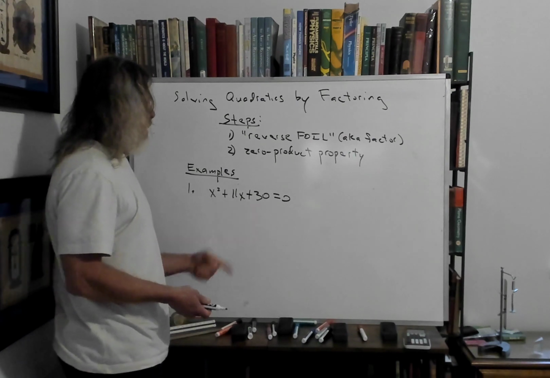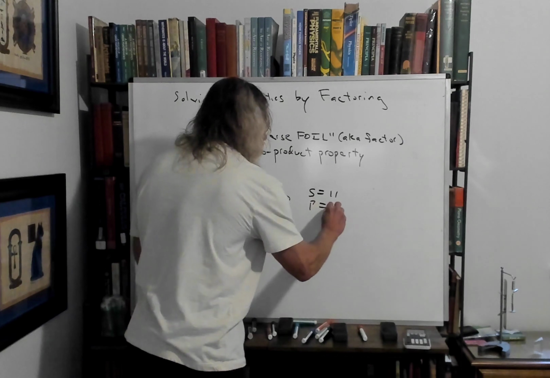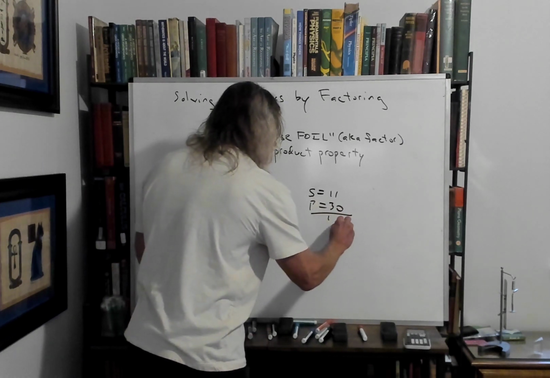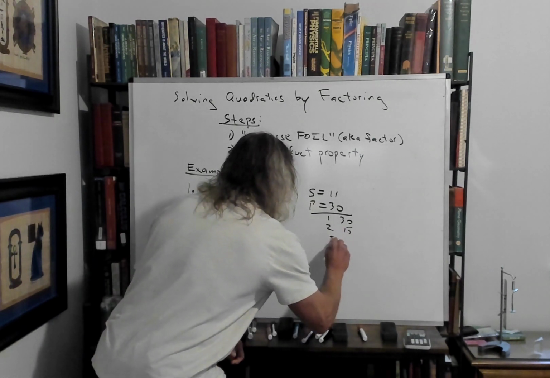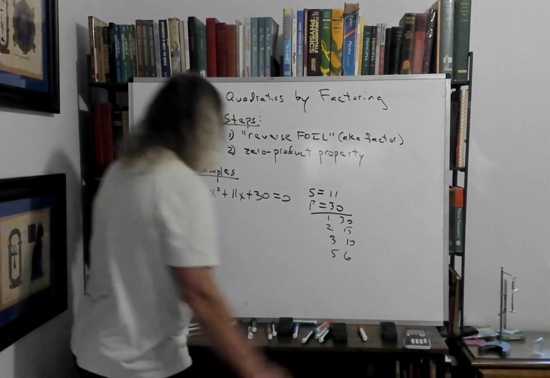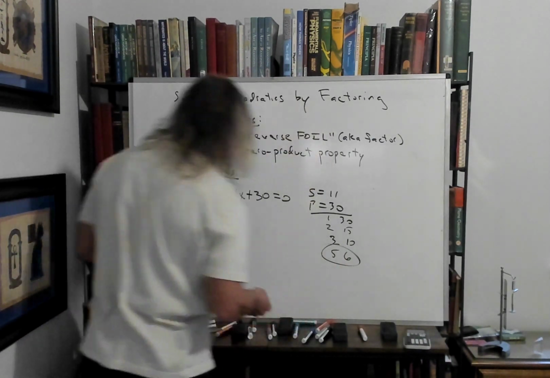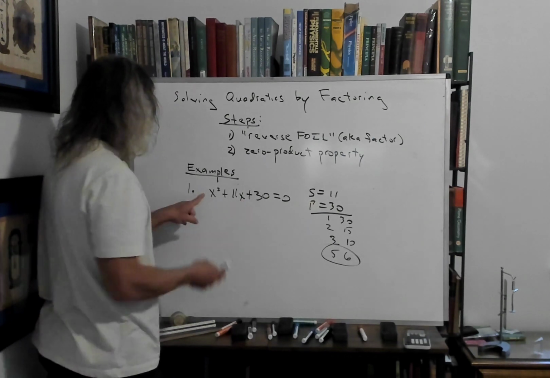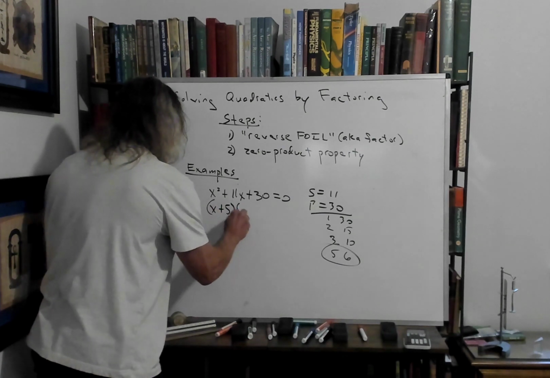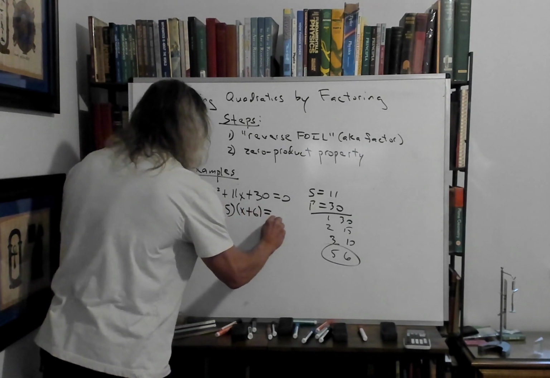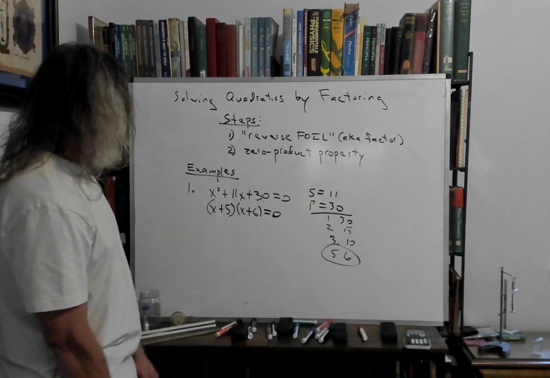Just look at this part. Sum to make 11, product is 30. Go through systematically and get the factors of 30. Which of these add up to 11? 5 and 6. Ta-da! So since there's nothing out front, we can go straight to it. And by nothing out front, I mean we just have a 1. We don't have a coefficient in front of our x squared, as we will see next.